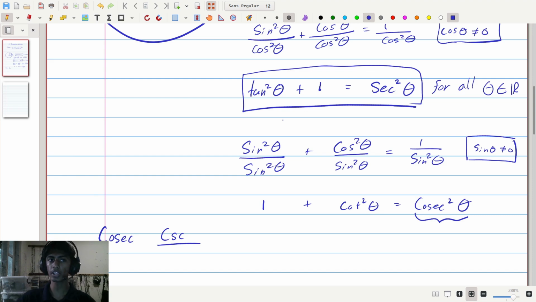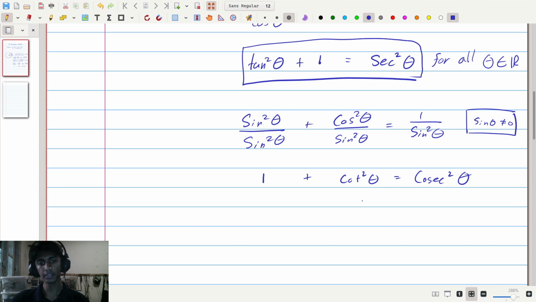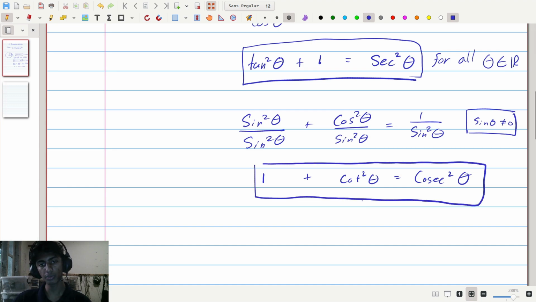But to all my fellow students who might be a little bit confused, note that in other parts of the world, cosec is written as CSC, not COSEC. I'm telling you right now, just so you don't get confused ever. So there we go. And this here, 1 plus cotangent squared theta is equal to cosecant squared theta, is another identity. This is also true for all theta in the real numbers.